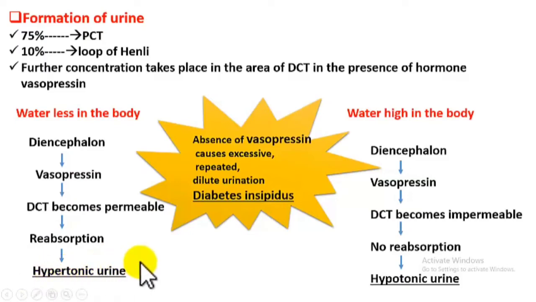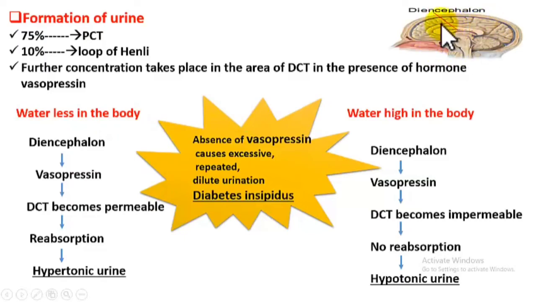Whether we pass out hypertonic urine or hypotonic urine is decided based on water present in our body. Let's see how this happens. We have a region in our brain called diencephalon. The nerve cells in this region control the amount of water to be passed out in the urine. For instance, if our body contains less water, that is, if we consume less water, then the nerve cells in the diencephalon region send a signal to the pituitary gland to release a hormone called vasopressin.